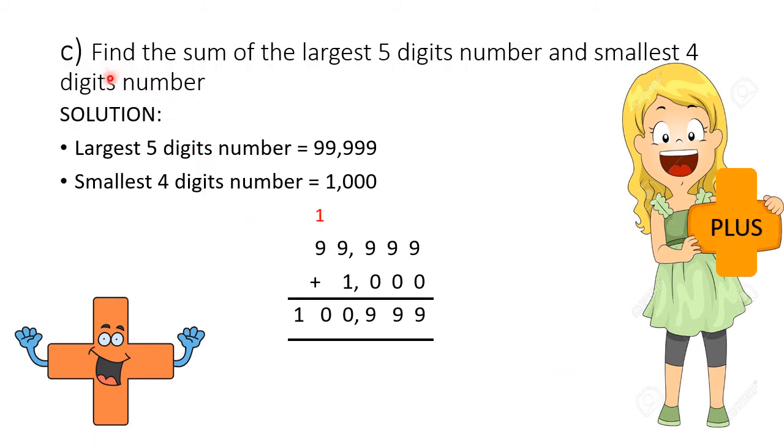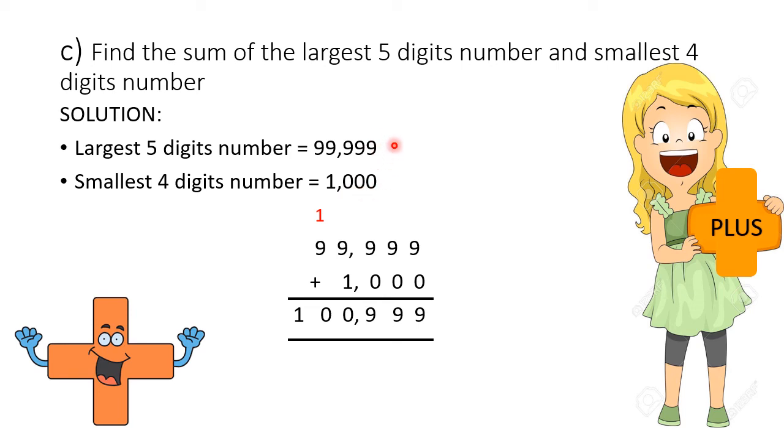Students, this is another example of addition. For example, maybe a question is given to you like: find the sum of the largest 5-digit number and the smallest 4-digit number. So this keyword sum will tell you that you have to add these numbers. But in this question, the numbers are not given to us; we are given the largest 5-digit number and the smallest 4-digit number. So in the solution, we will first write these numbers. The largest 5-digit number will be 99,999 and the smallest 4-digit number will be 1000.